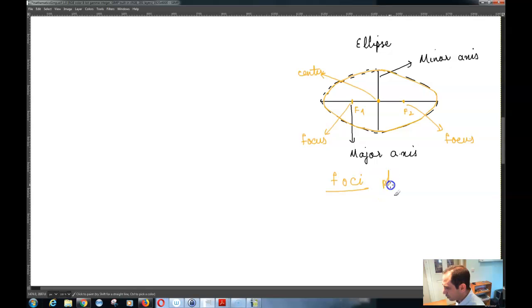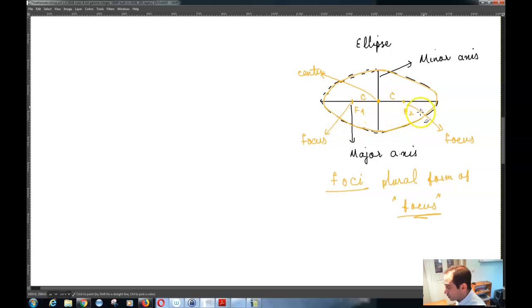Foci is the plural form of focus. So an ellipse has two foci, meaning two focuses, and these two foci are at the exact same distance from the center, meaning that if you take this distance as C, this distance is also C.